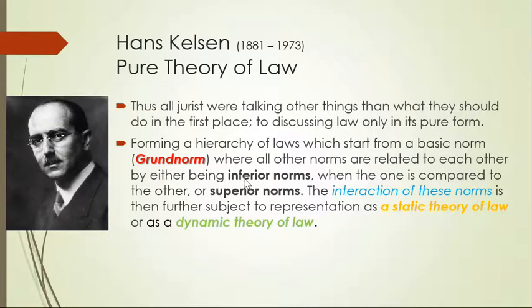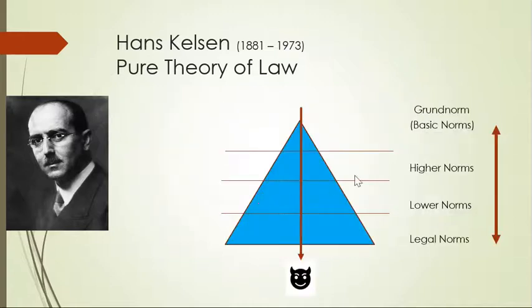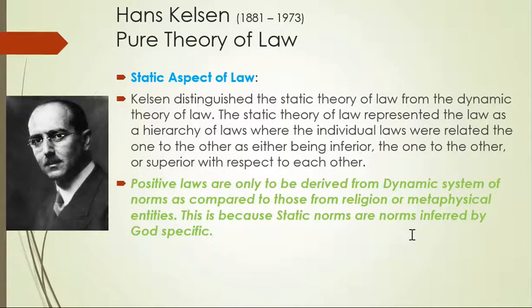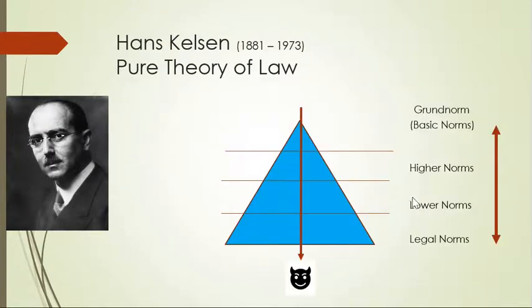Now, we have the inferior and superior. The interaction of these norms is then further subjected to representation as a static theory of law or as a dynamic theory of law. Now, what do you mean by a static theory of law and a dynamic theory of law? If you look at the static theory of law, meaning everyone in this structure is static in nature. They cannot change, so the power that they receive is static.